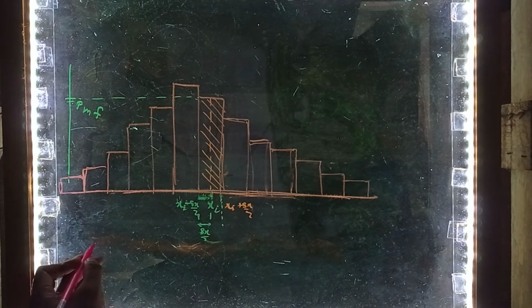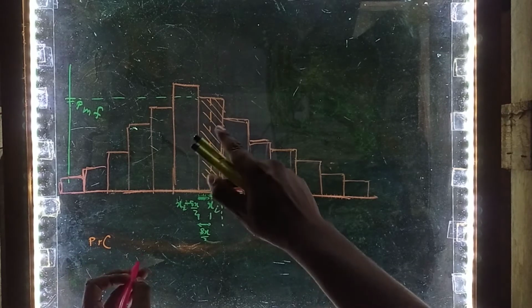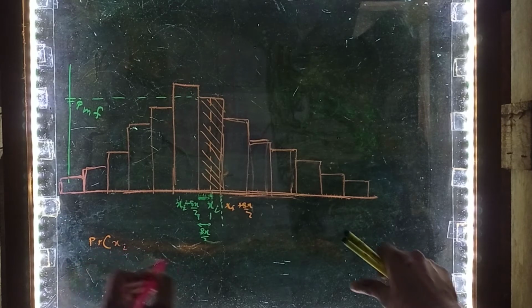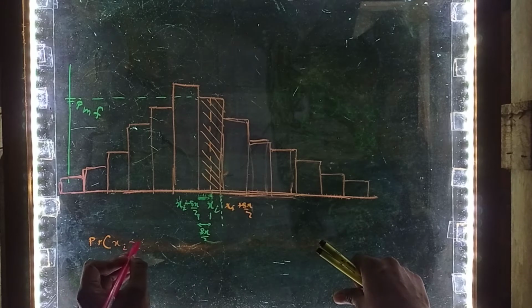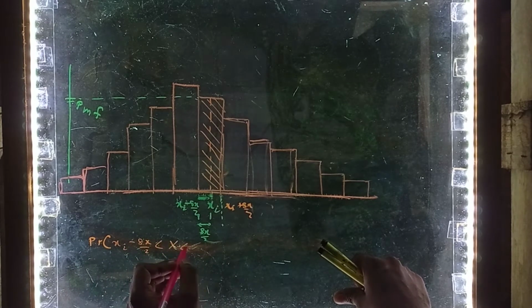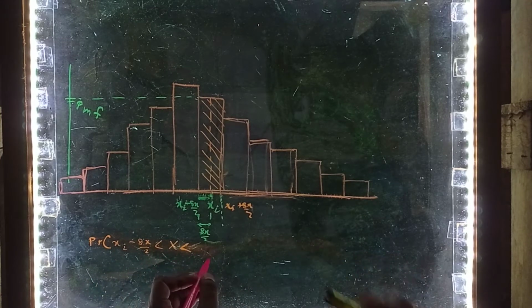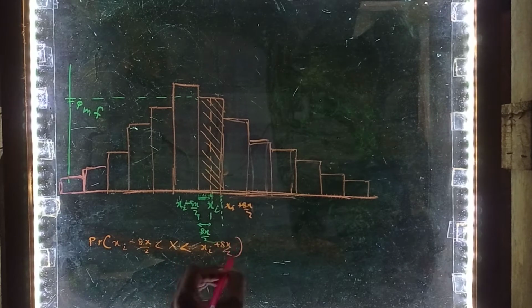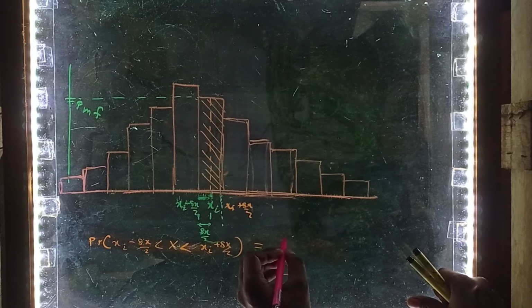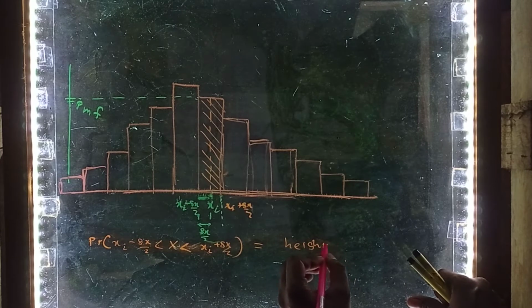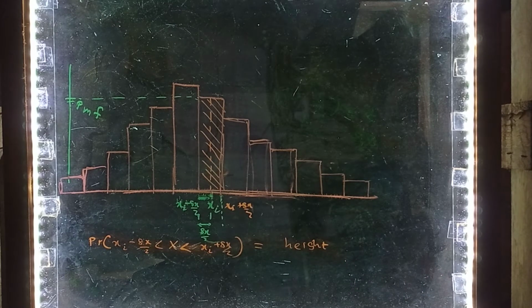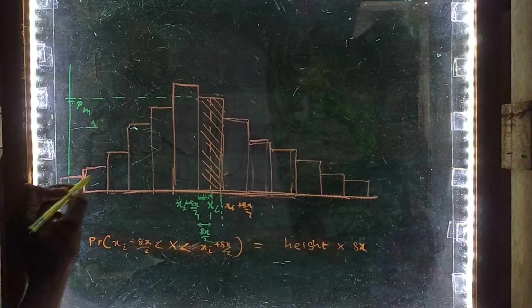I have taught you that the probability of this scenario will be expressed by, I'm going to talk about this particular bar. Once the random variable lies between xi minus delta x upon 2 and xi plus delta x upon 2, the height of this bar will illustrate the probability mass, times delta x, the width of this class. Once I make it a probability density function, I'm going to switch to a continuous random variable, so it becomes a very smooth curve.